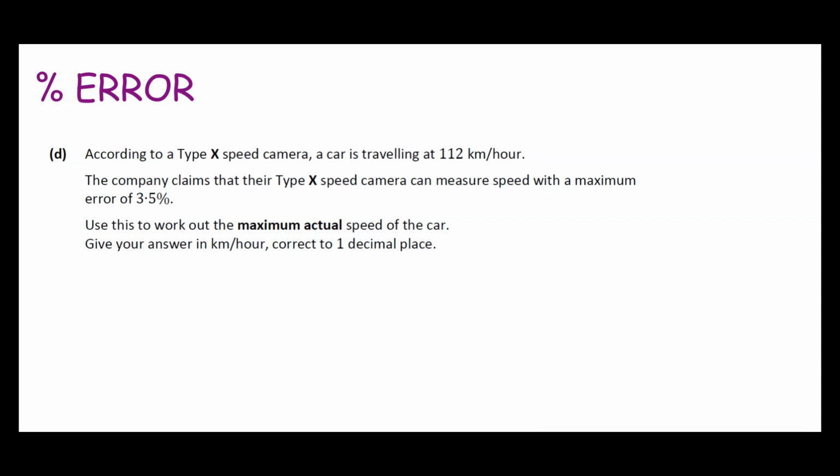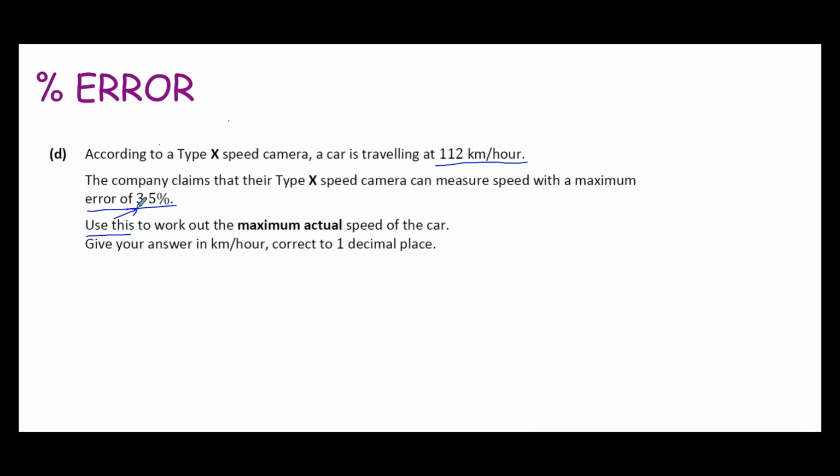So let's have a look at percentage error. Now that is a slightly different take, which is very interesting. According to a type X speed camera, a car is traveling at 112 kilometers per hour. The speed camera measures the traveling of the car. That's what cameras do. The company claims that the type X speed camera can measure the speed with a maximum error of 3.5%. So that's what we have here, the percentage error.